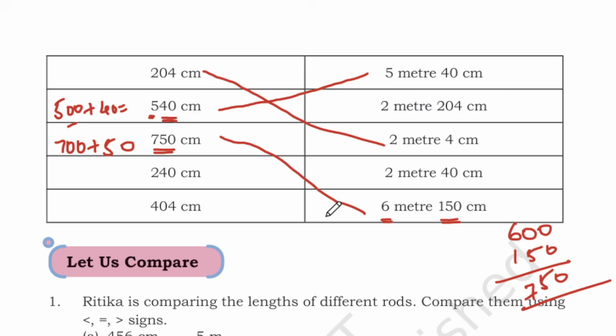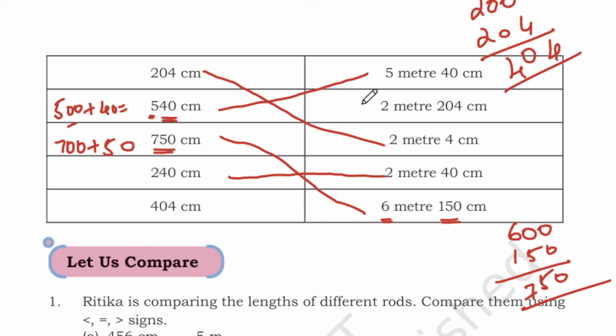Okay, next you have 240 centimeter. So 200 plus 40 centimeters. So 2 meter plus 40. So here it is. Next we have 404 centimeters. So we have left over here 2 meters, and 2 meters is 200, and we have 204 centimeters. So when you add 4, 0, 2 plus 2 is 404 centimeters. So here we have it.